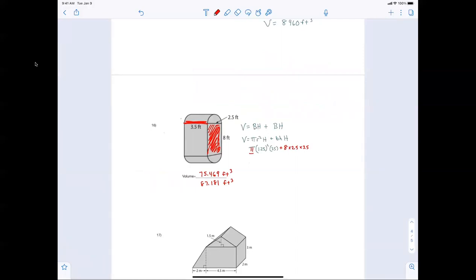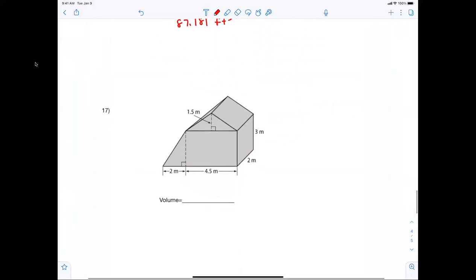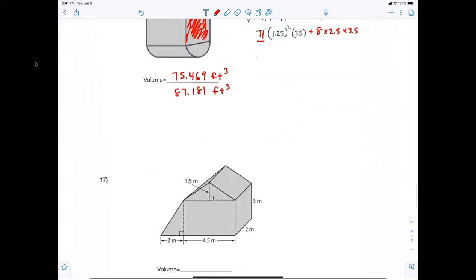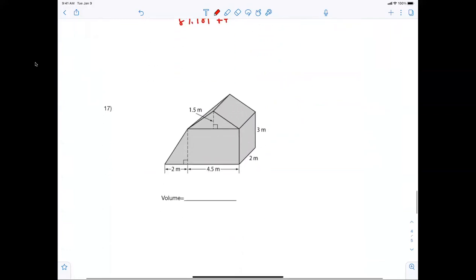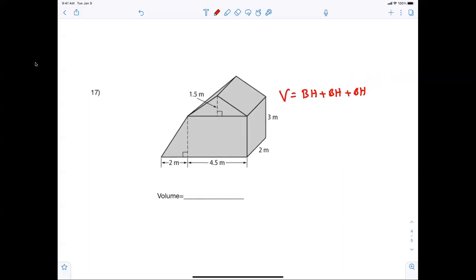Now look, guys, I'm just telling you. I just don't think it's that difficult. All right. On 17, you have how many shapes? 3 different shapes. All right. Does everybody agree with me on number 17? There's just 3 shapes. So it's volume equals base times height plus base times height plus base times height. Break them down. Is everybody agreeing with me?